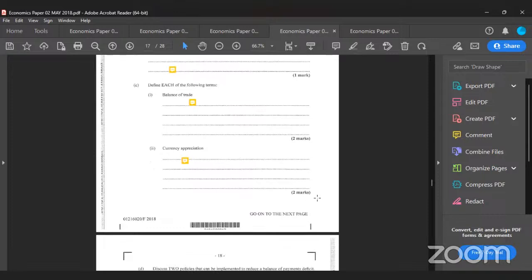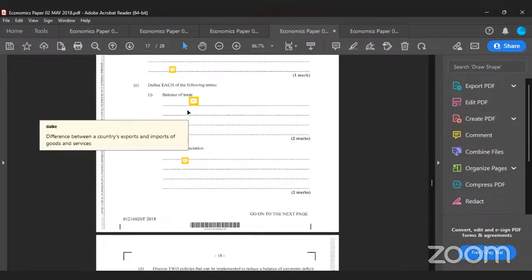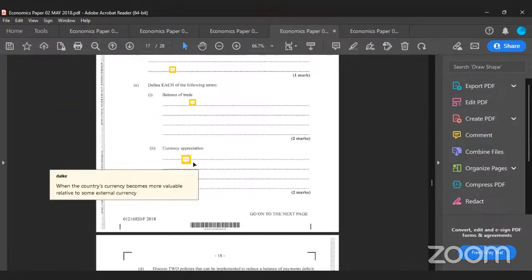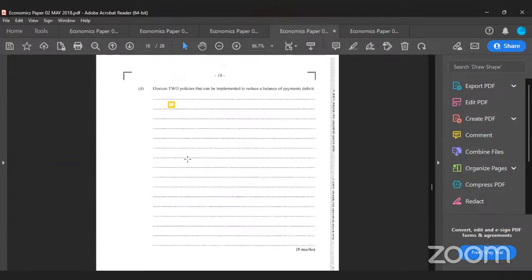They asked us to define again the balance of trade, and we know that this is the difference between a country's visible and invisible balances. So that's a country's exports and imports. So exports minus imports. For currency appreciation, we know that this is in a floating exchange rate system, because appreciation and depreciation are for floating. Devaluation and revaluation are for fixed. So when a country appreciates, a country's currency becomes more valuable relative to some external currency.